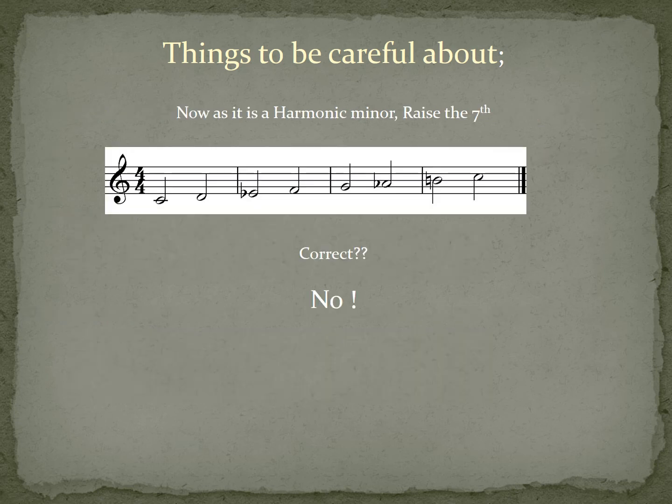So after we've done the C to C, we've put in the correct key signature, it was the same as its relative major, E flat. And now we think about, well, what type of minor was it? It's a harmonic minor, which means you raise the 7th. So when you count up the 7th degree, the B flat now becomes B natural. Okay, is that correct? It's actually not.